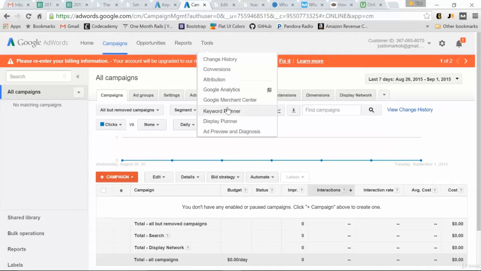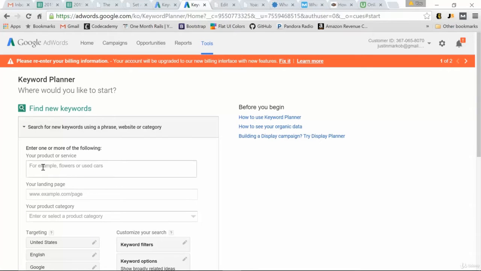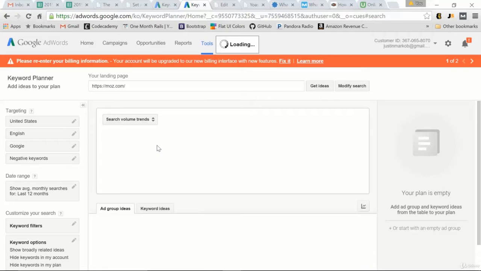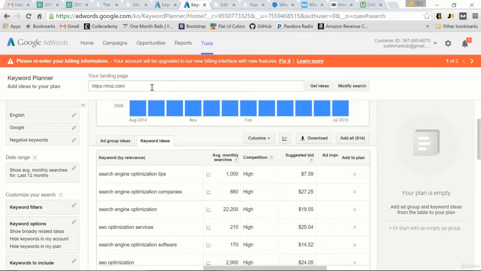Click Tools, Keyword Planner. Then we want to click Search for new keywords using a phrase, website, or category. If you know your keyword you want to test, great, input it. But let's start with our landing page. I know I'm competing with Moz, so I want to put Moz.com's website. Scroll down, let's get ideas. And then we click Keyword Ideas. We scroll down. Okay, so keywords scraped from this landing page include search engine optimization tips.